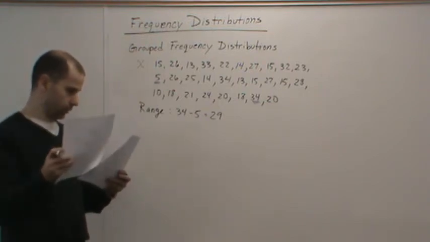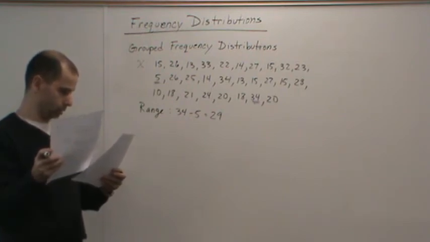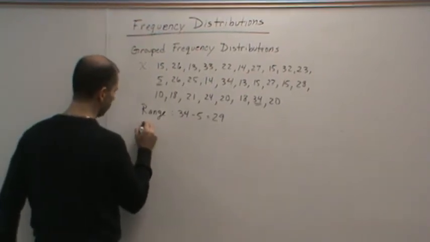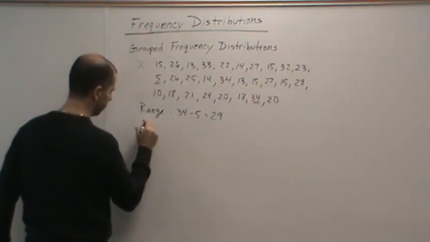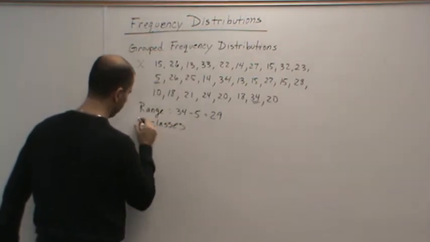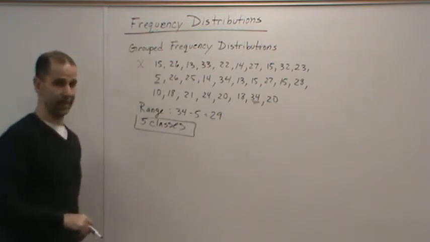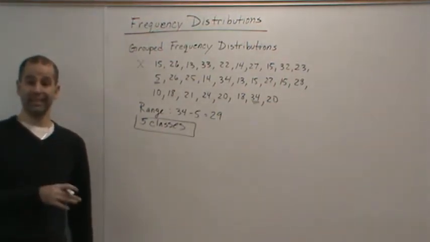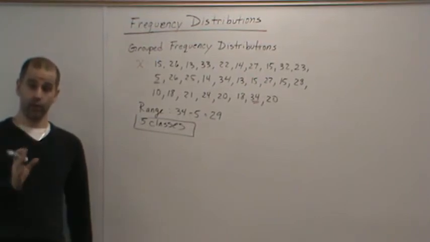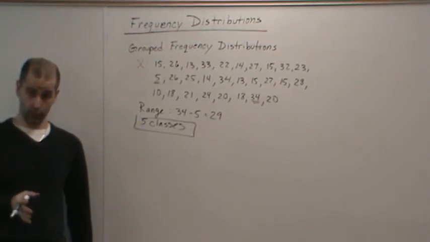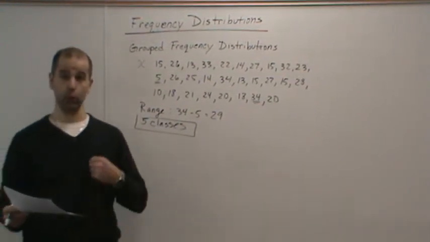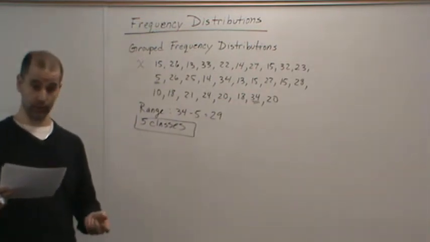So make sure that's what they want to do. Yeah, they want 5 classes, okay? So they want us to use 5 classes. Okay? So that's what they tell us. So now, before we do this example, let me give you the guidelines for constructing a grouped frequency distribution. Okay? Again, I'm going to read these and explain them to you, but write them down at your leisure.